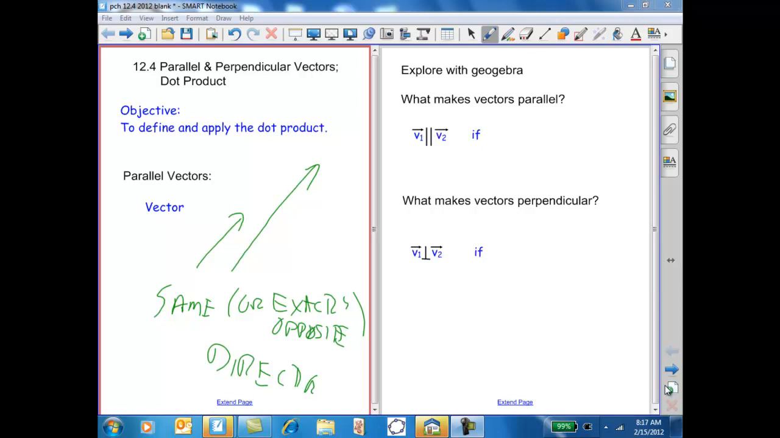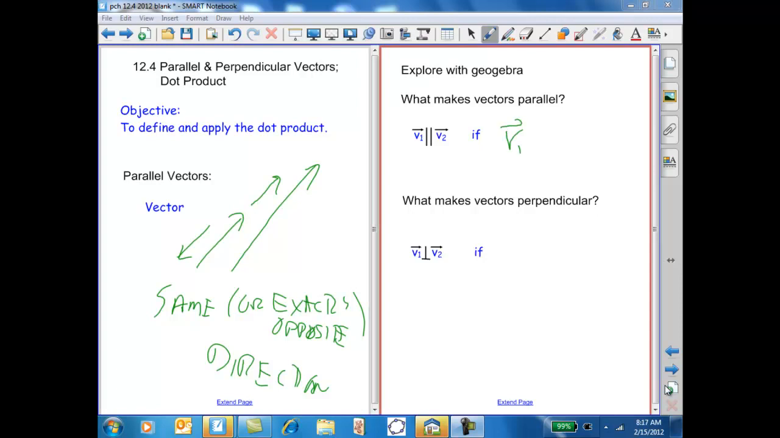Wouldn't you consider this parallel to that one? And also, if it's the same vector, we consider that parallel vectors, even if they're on the same line. If I put a vector like this, or overlapping, as long as they have the same direction, they don't have to have the same magnitude. So what makes vectors parallel?